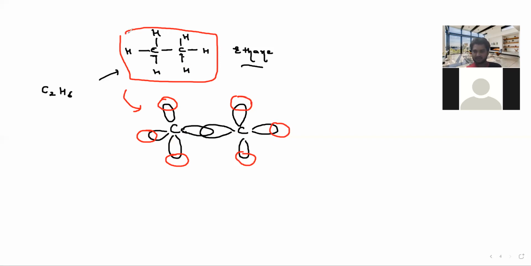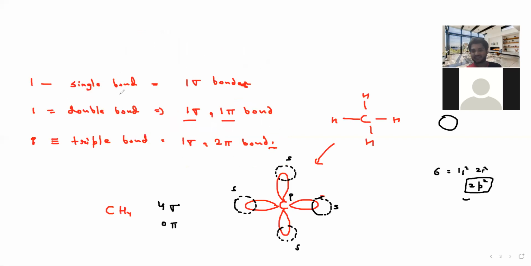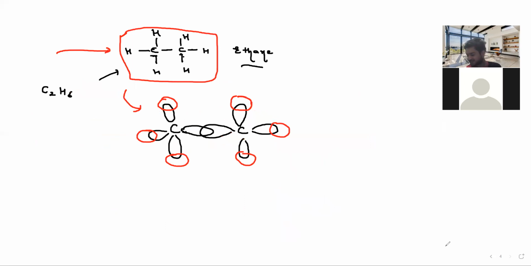Got it? Can you see any double bond here? No. I already told you, if there is a single bond, then you will have only sigma. When there is a double bond, then you have the pi. Got it? Okay, let's take one with a pi bond.